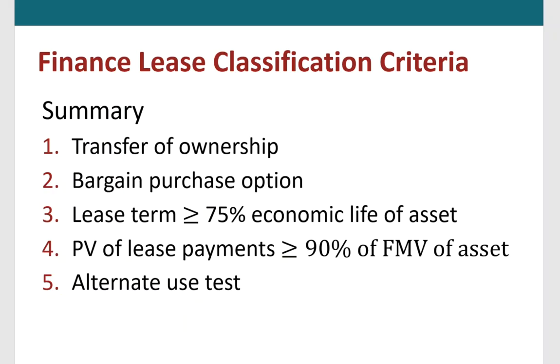Well, we were told it's a financing lease, but let's review the classification criteria. 1. Is there a transfer of ownership? In this case, we were told no. Is there a bargain purchase option? The answer to that is no. The lease term, however, is greater than 75% of the economic life of the asset, as well as the present value of the lease payments exceeding 90% of the fair market value of the asset. So it is a financing lease.